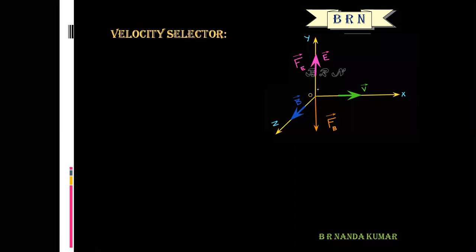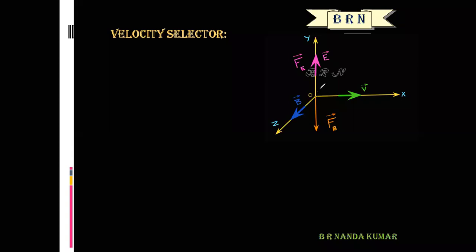Okay, so the next topic, that is velocity selector. So this is again the crossed electric and magnetic fields. So let us consider the crossed electric and magnetic fields. So electric field and magnetic field, which are mutually perpendicular to each other, and a charged particle plus q that is moving along the positive x axis.